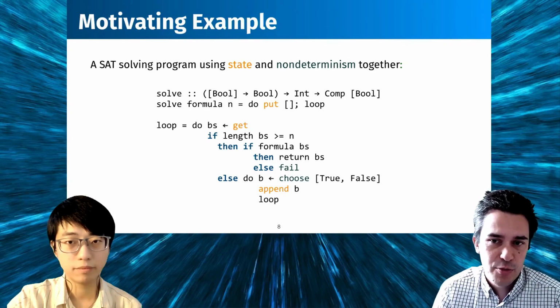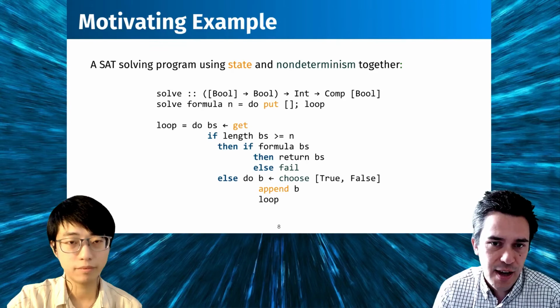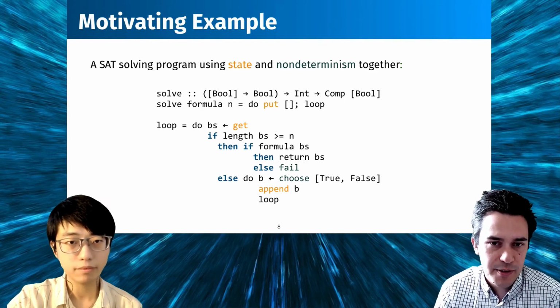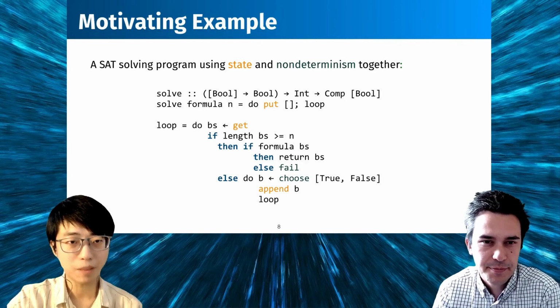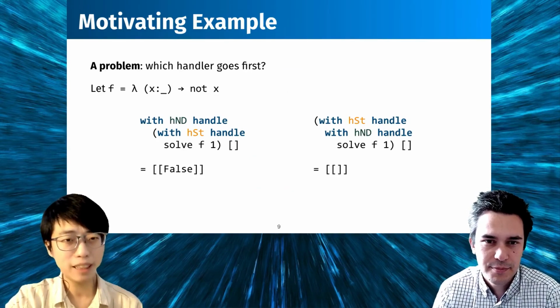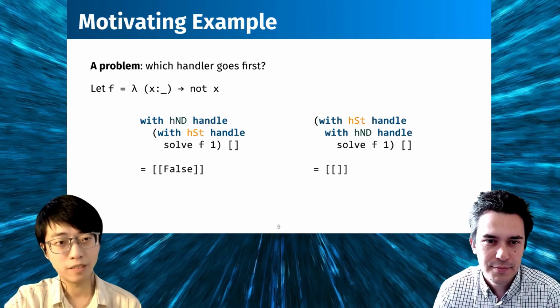The currently selected Booleans are stored in the mutable state, and at each step, a Boolean, true or false, is picked non-deterministically and appended to the state. Wow, this is cool. But you said you are stuck at this program. What's the problem here? It seems to work very well.